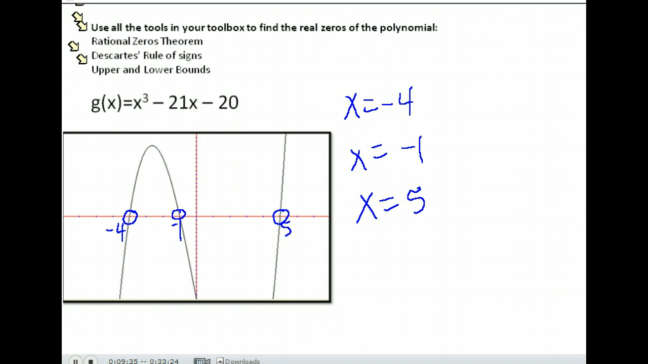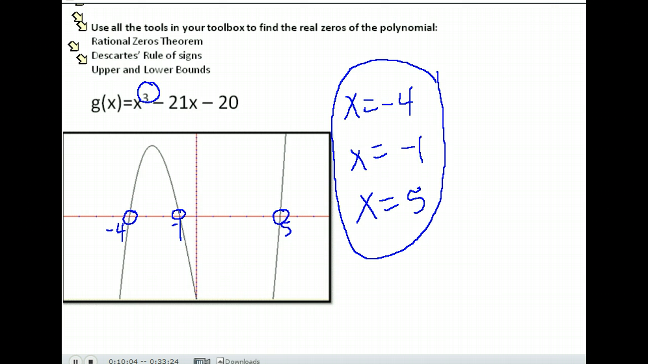This was a degree 3 polynomial, so it can have 3 zeros, okay? And it won't always have exactly 3 real zeros, but in this case it does. It can't have any more than that because it's only degree 3. So I know I have my answer, okay? My zeros are at -4, -1, and 5. So just like that, plugged it into a calculator, and I could see exactly where those were crossing.